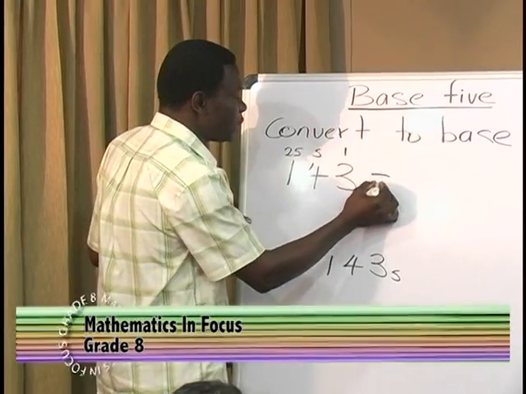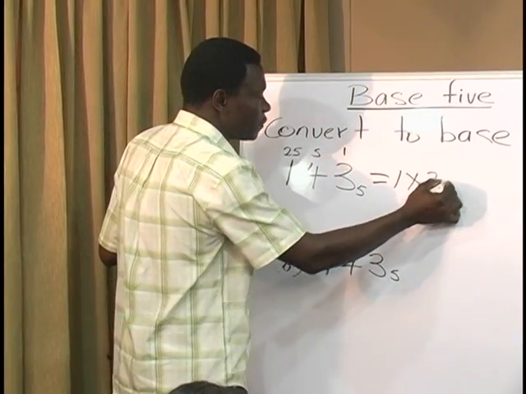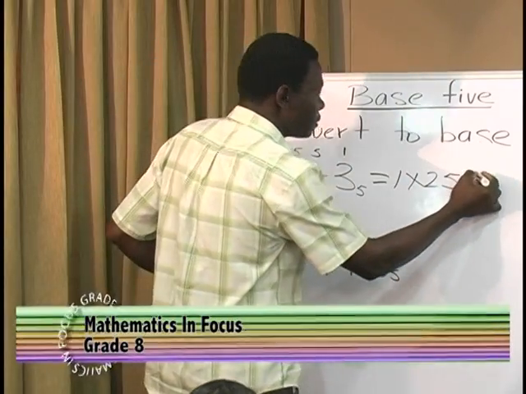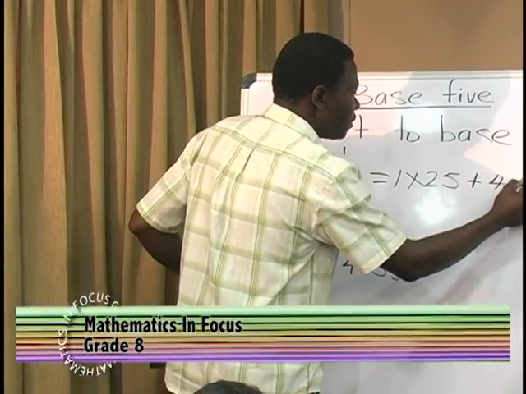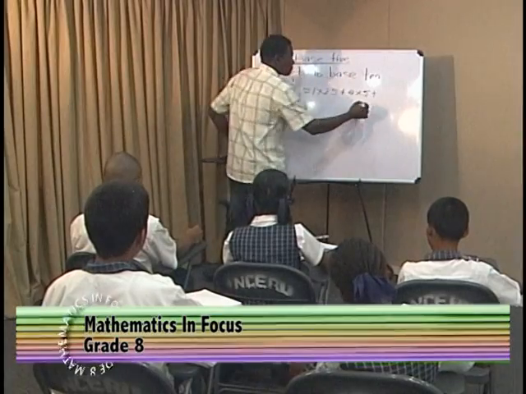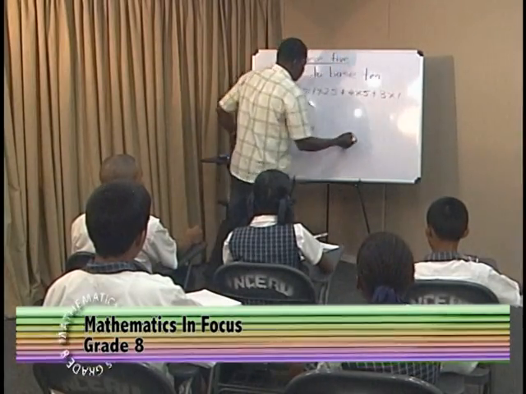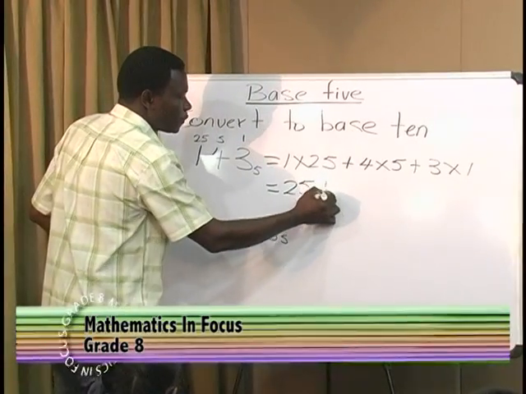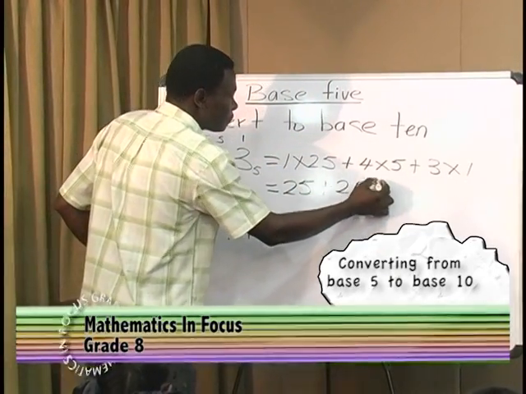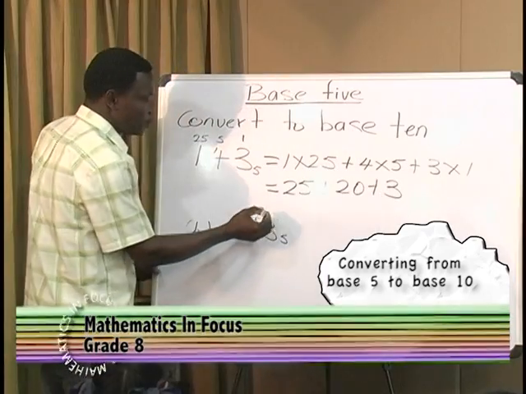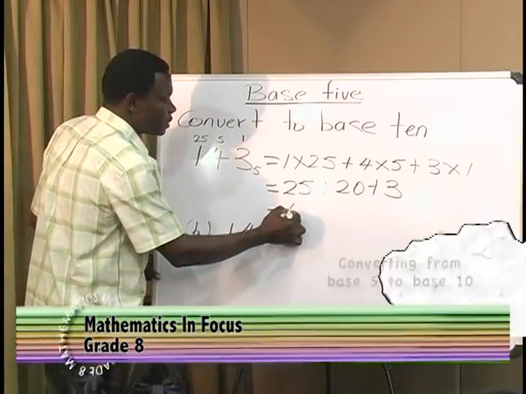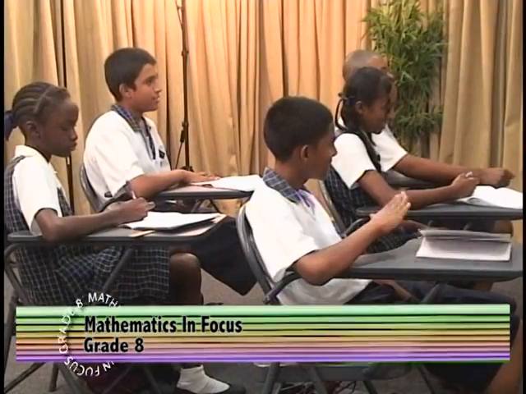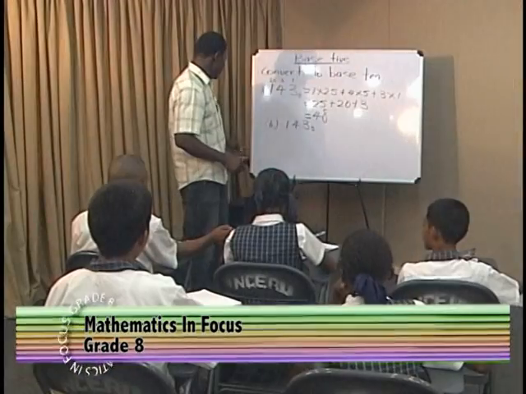So this is saying that we have 1 times 25, 1 of this. Then you have 4 of that. So it's plus 4 times 5 plus 3 times 1. And this will give us 25 plus 20 plus 3, which will give us 48. And that's how we can convert from base 5 to base 10.